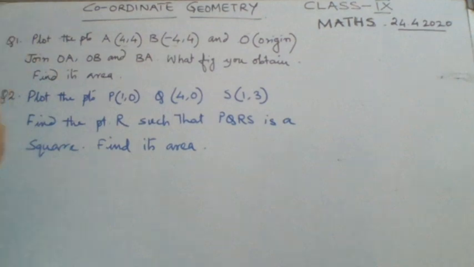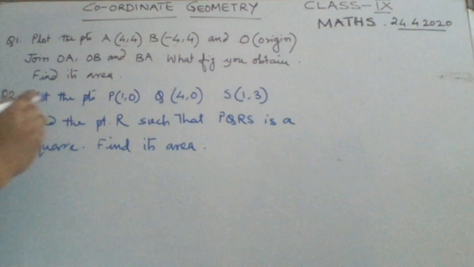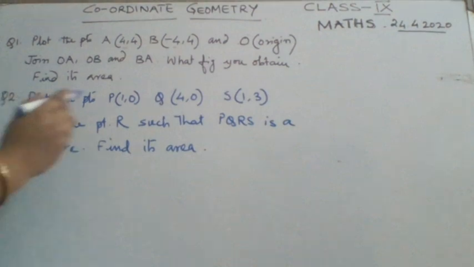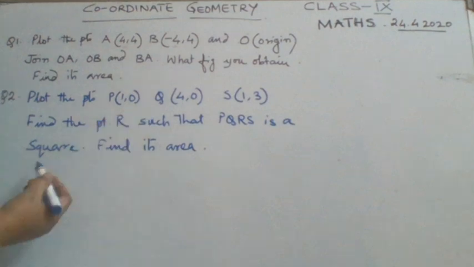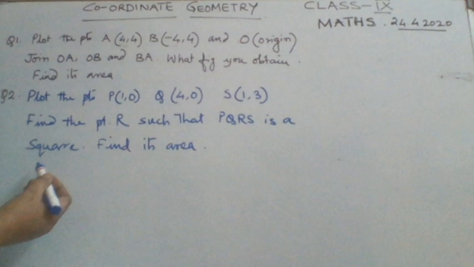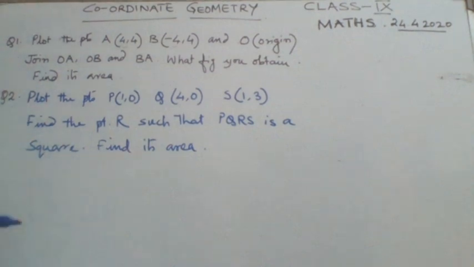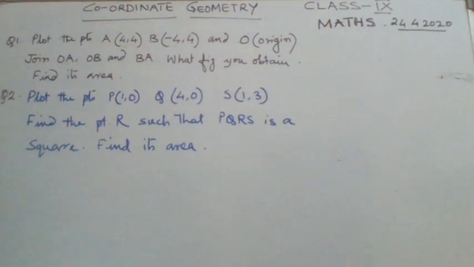And in the second one, plot these 3 points and you have to find the location of the point R such that PQRS is a square. And when you have located the point R, then you need to find the area of the quadrilateral, that is PQRS. So these 2 questions, please try it.